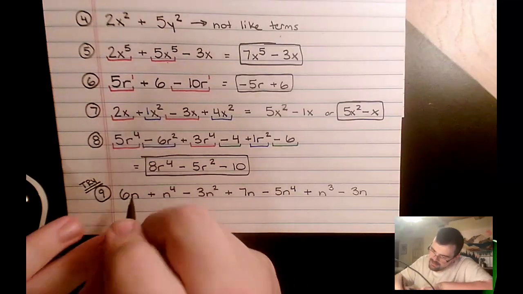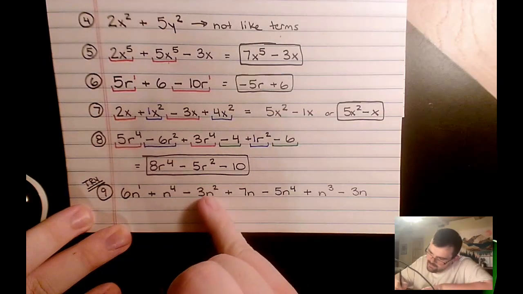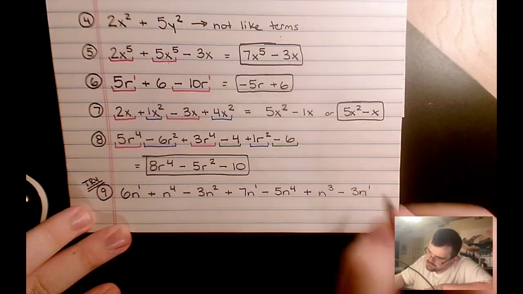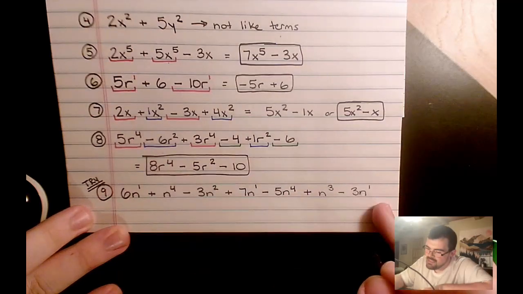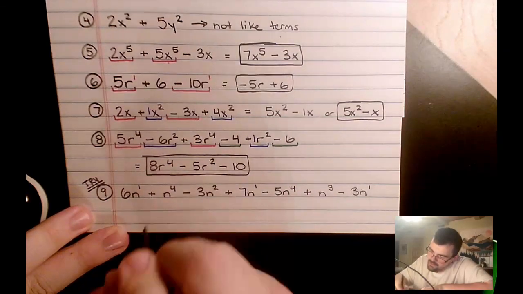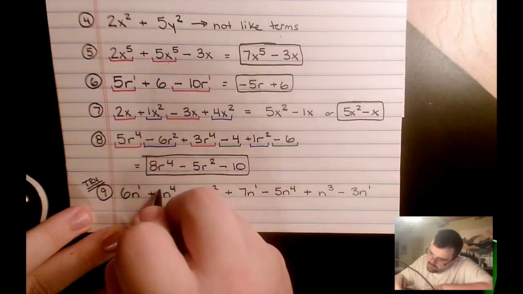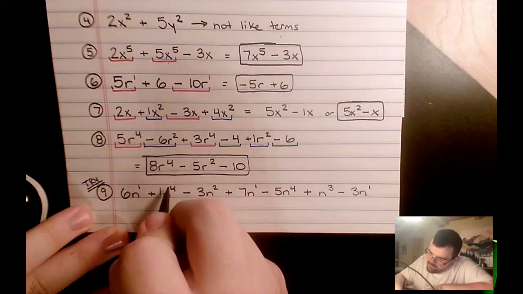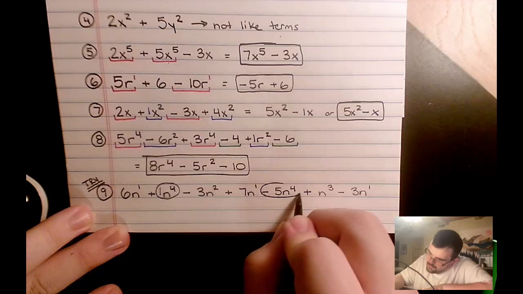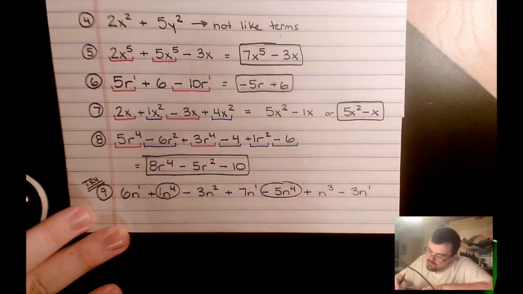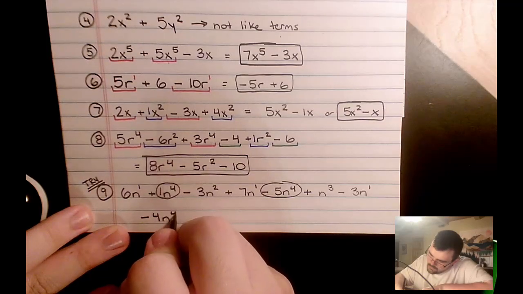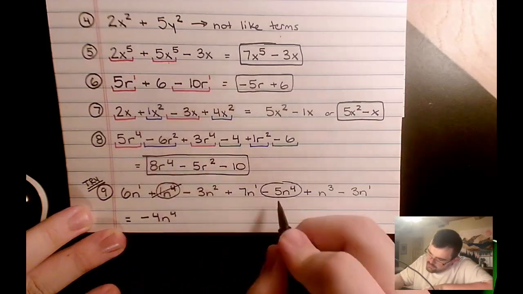So I've got n to the first power, to the fourth, to the second, to the first, to the fourth, to the third, to the first. Okay, of all of those exponents, I see some 4s. So positive n to the fourth, or positive 1 n to the fourth, and -5 n to the fourth. I'm going to go ahead and combine these two. One minus 5 is -4. And then I'm just going to cross them out.